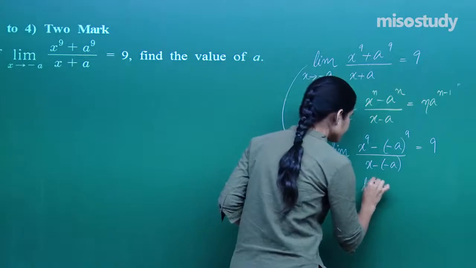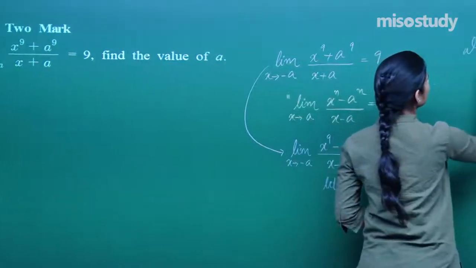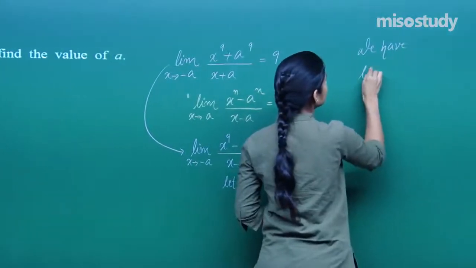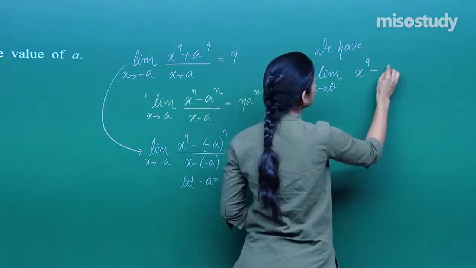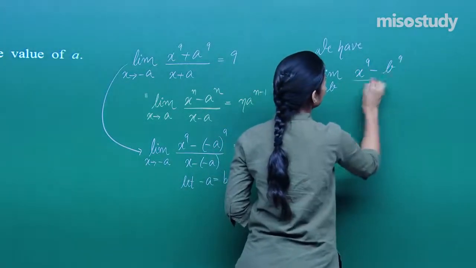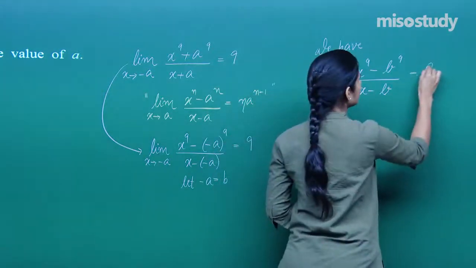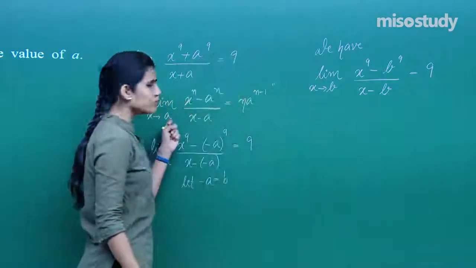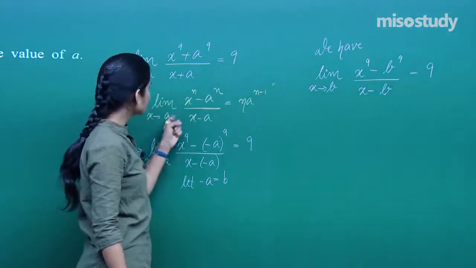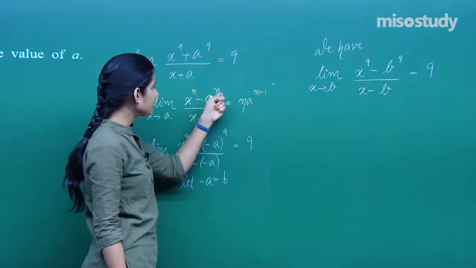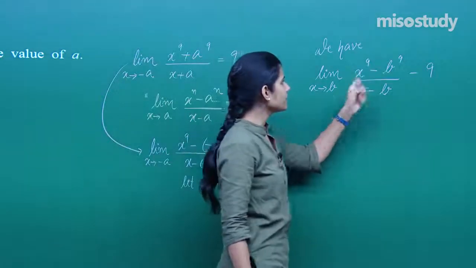If I take minus a equals b, in this situation we have limit x tends to minus a becomes limit x tends to b, x to the power 9 minus minus a to the power 9 means b to the power 9, whole upon x minus minus a means x minus b. This is given to be 9. Just in place of a, if you replace b, you have this very same left hand side, limit x tends to b, x to the power n minus b to the power n upon x minus b is n b to the power n minus 1, where n is being played by 9.